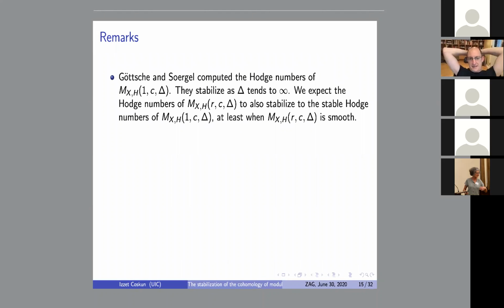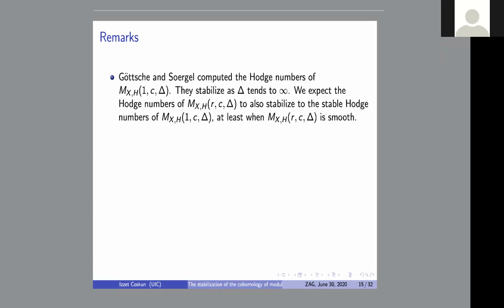So now let me make some remarks, and then maybe people can ask some questions. The first thing is that I stated the conjecture for the Betti numbers, but you could just as well make a conjecture for the Hodge numbers. Göttsche and Soergel computed the Hodge numbers in the rank 1 case, and they stabilize. So you can say that the Hodge numbers should stabilize in the rank r case to whatever the rank 1 case stabilizes to, at least if the moduli space is smooth.